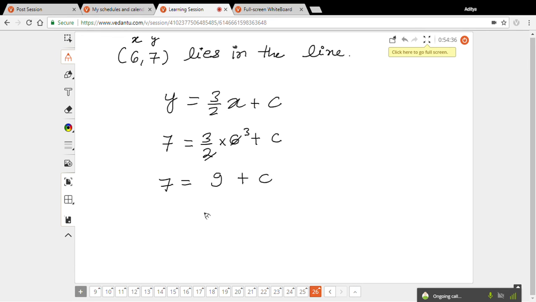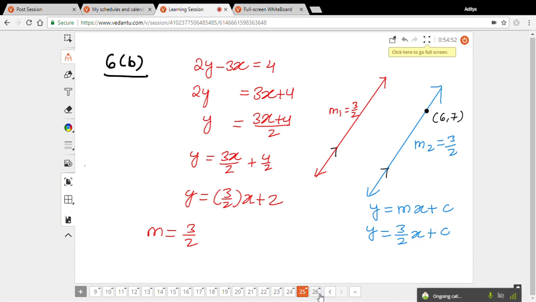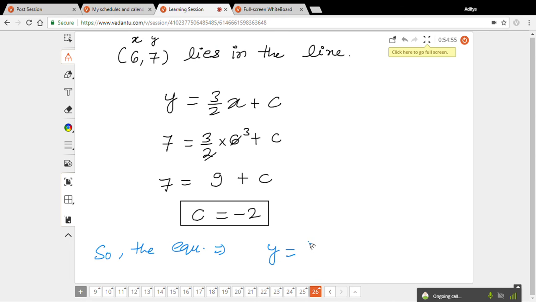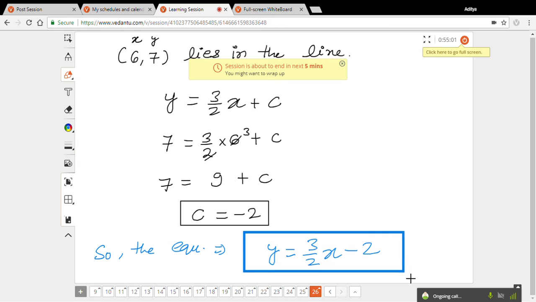All right, so c is equal to negative 2. Now this value we need to put back into the equation. So the equation of the second line will be y equals 3 over 2 times x minus 2. Tell me if you have any trouble in this.